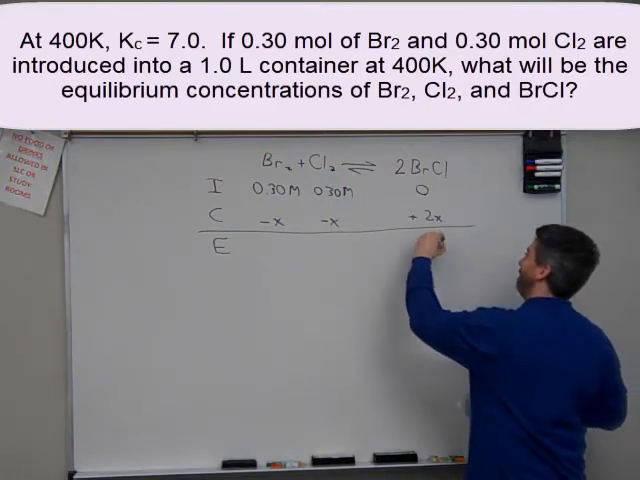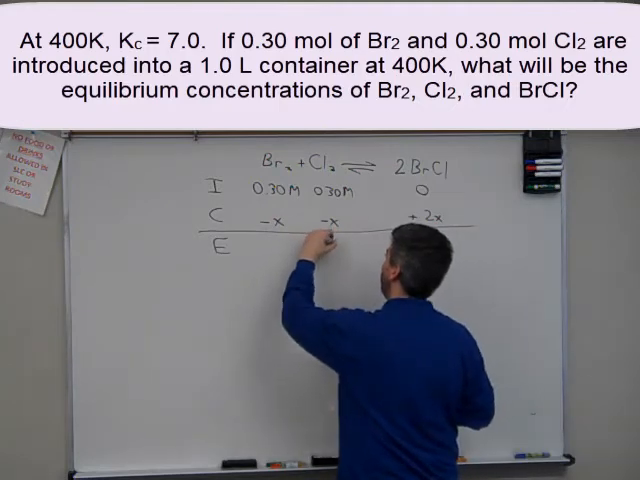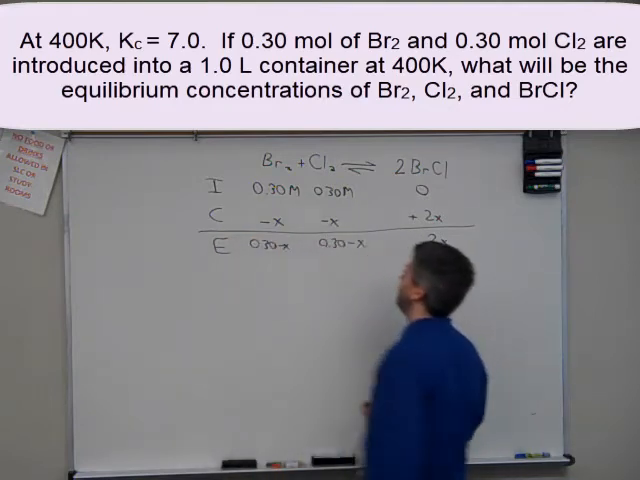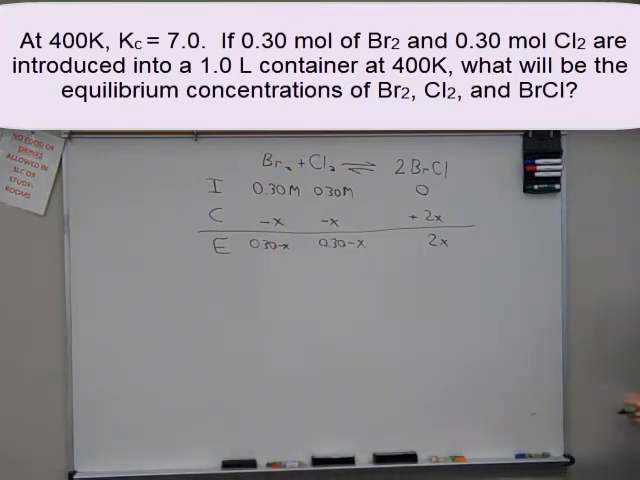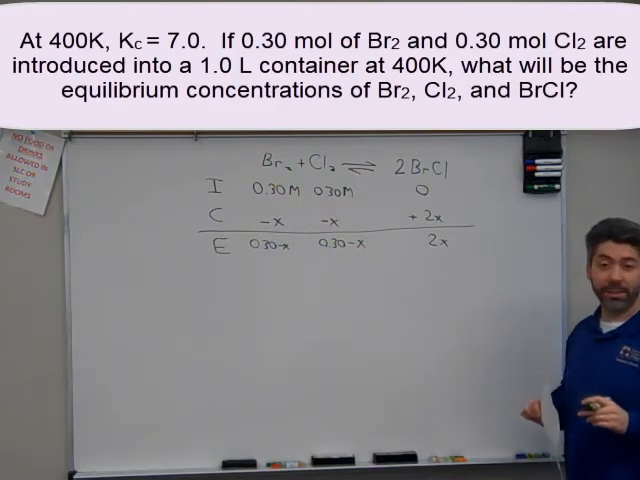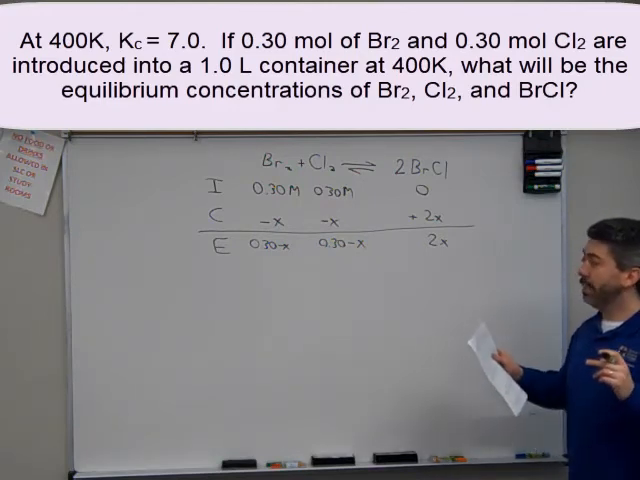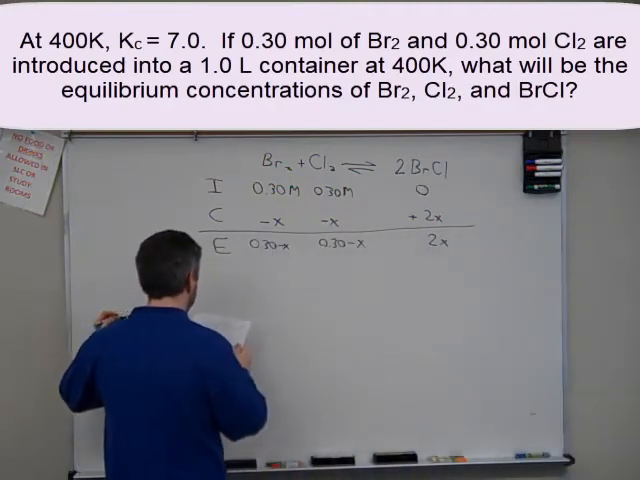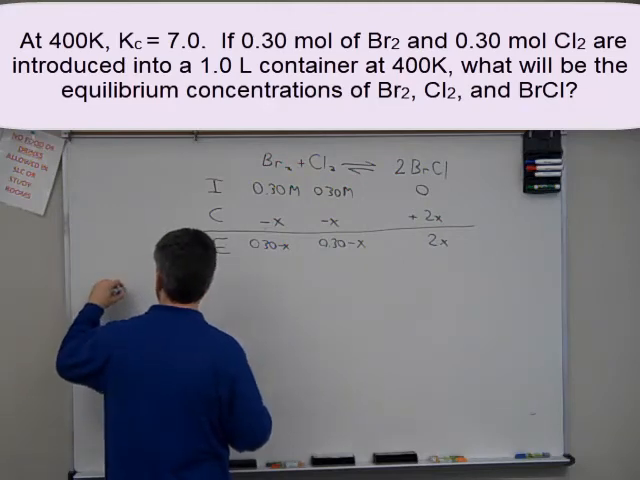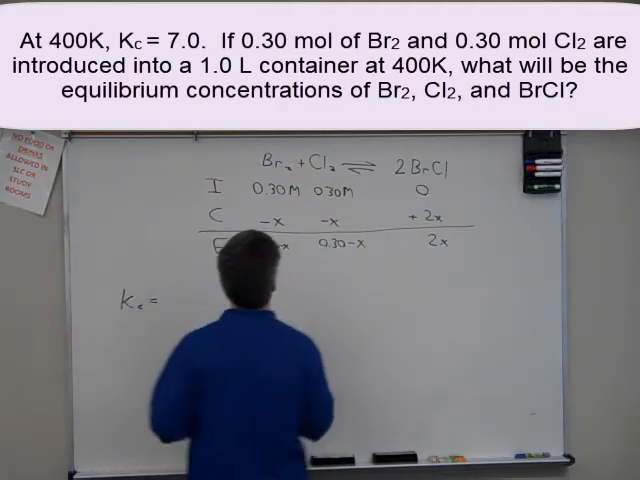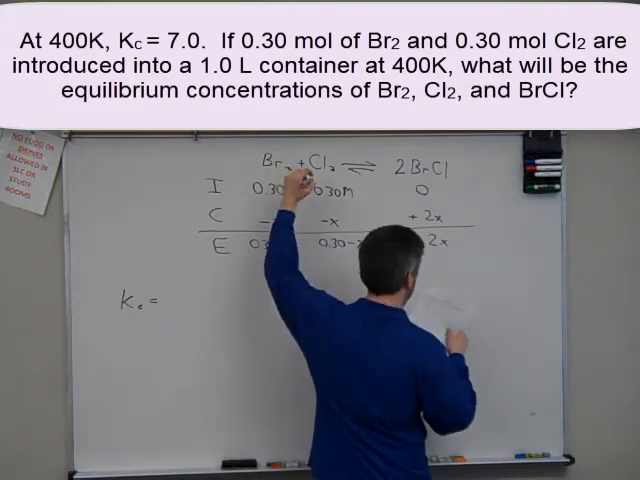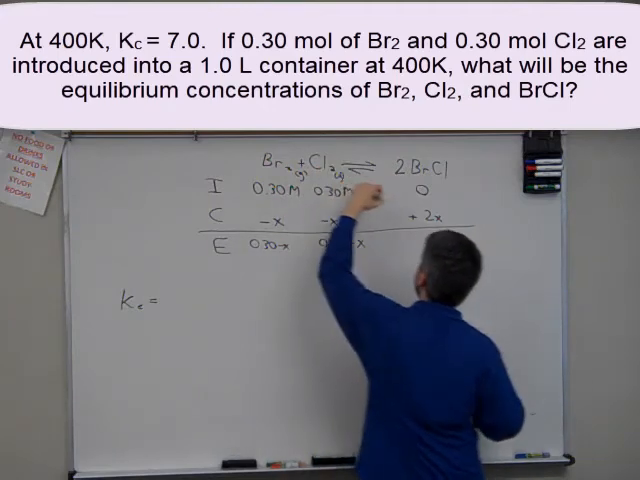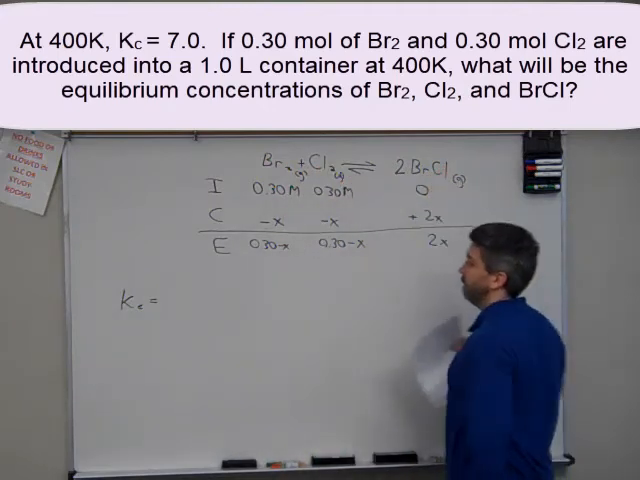So this is 0 plus 2x, which is 2x. And this is 0.30 minus x. 0.30 minus x. Alright, so here's the deal. Now, you can set up our equilibrium constant expression. In this case, it says Kc, so we're going to do it in terms of concentration. Technically these are all gases, so we could do Kp if we wanted to, but in this case it gives us Kc. So we're going to use Kc.